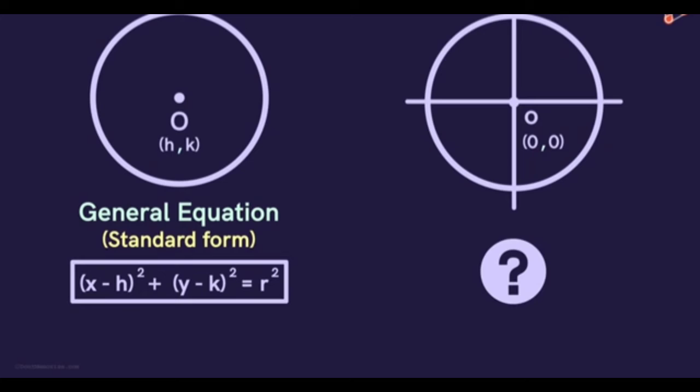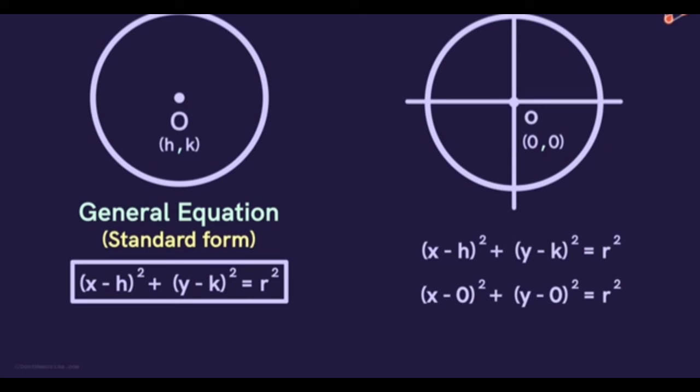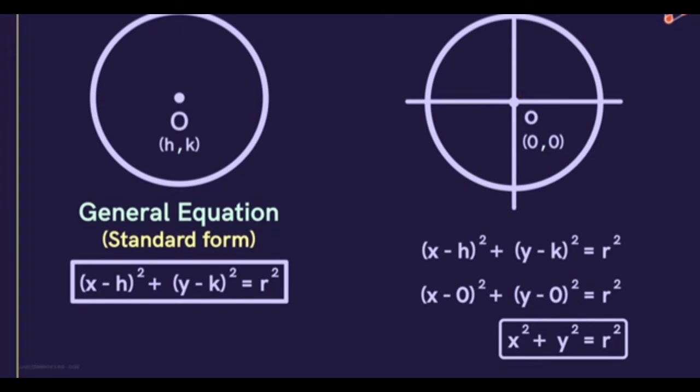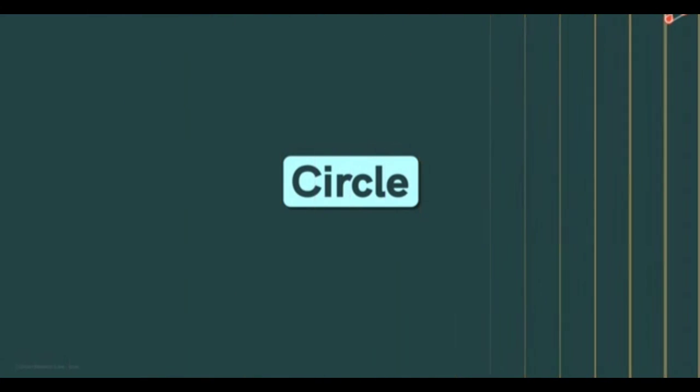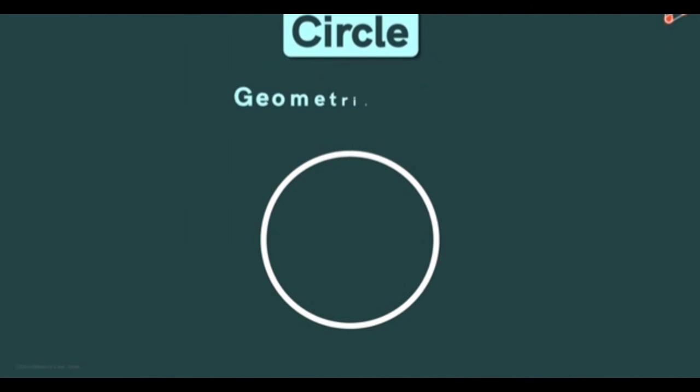What is the equation when its center is 0, 0? When we put the center in the standard form equation, we put 0, 0 in place of h and k, and we get x square plus y square equal to r square. It is the equation when the circle is at the origin.